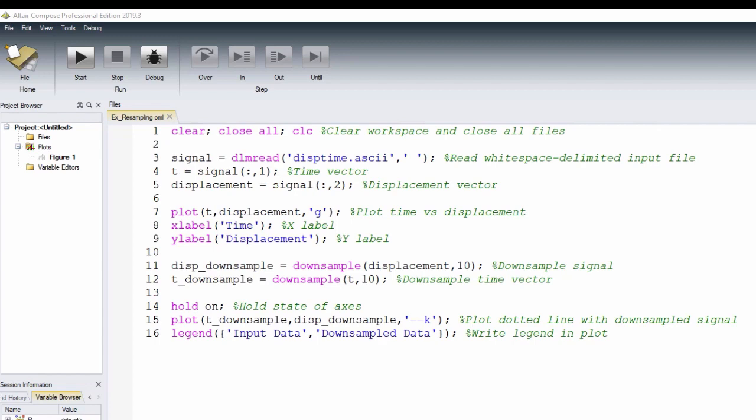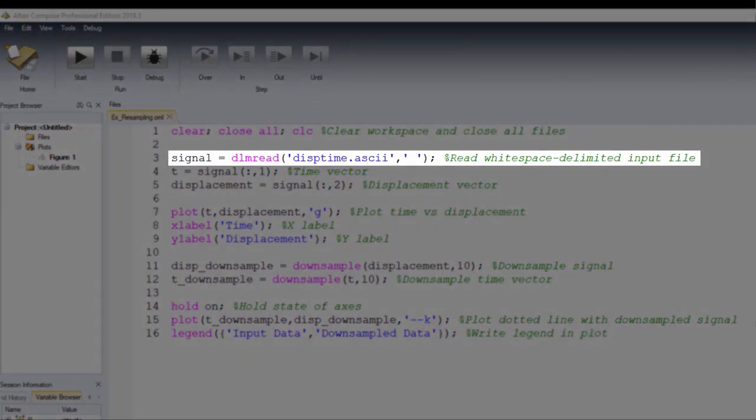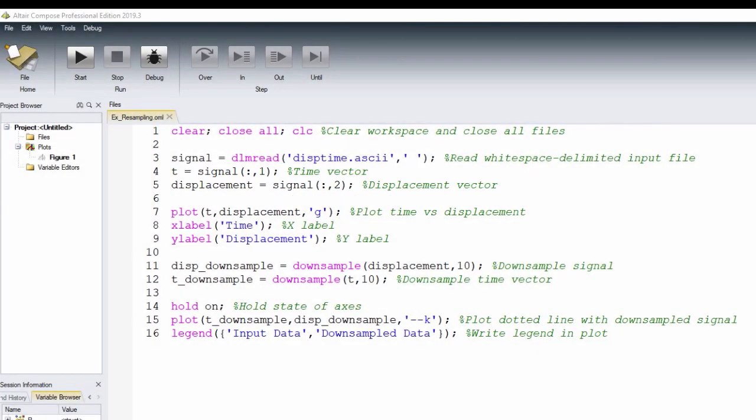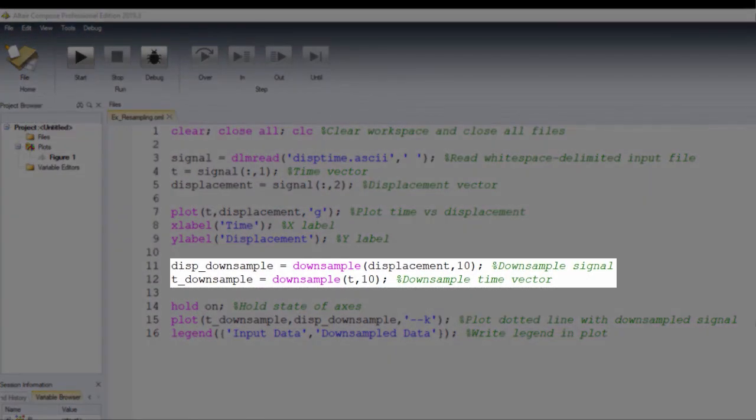The first step is to read the data with dlmread, which is appropriate for delimited files. The first argument of the function is the file name, and the second is the delimiter. Then, store time and displacement in two different variables. And as I mentioned before, the colon operator will store all elements in that specific dimension. In this case, downsample function was applied to the time vector in order to create the corresponding curve with fewer samples. The second argument tells us that every 10th sample is retained.